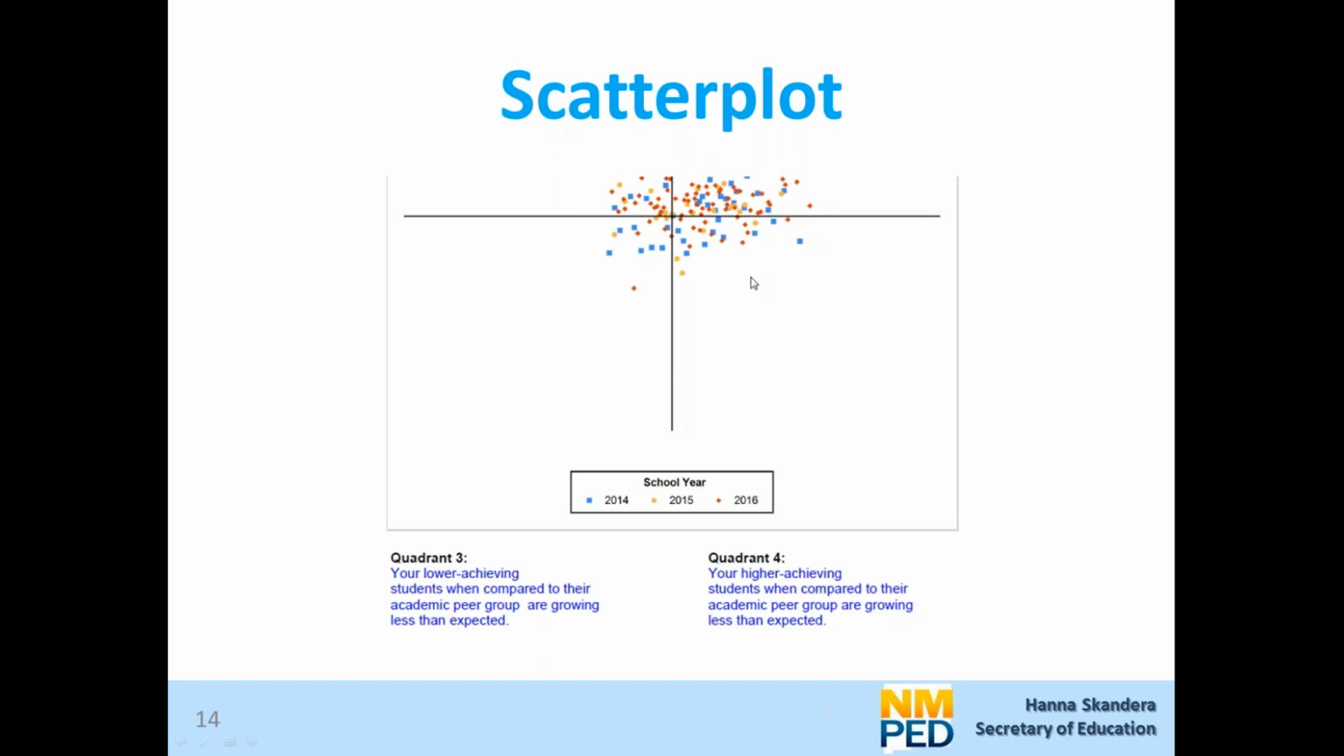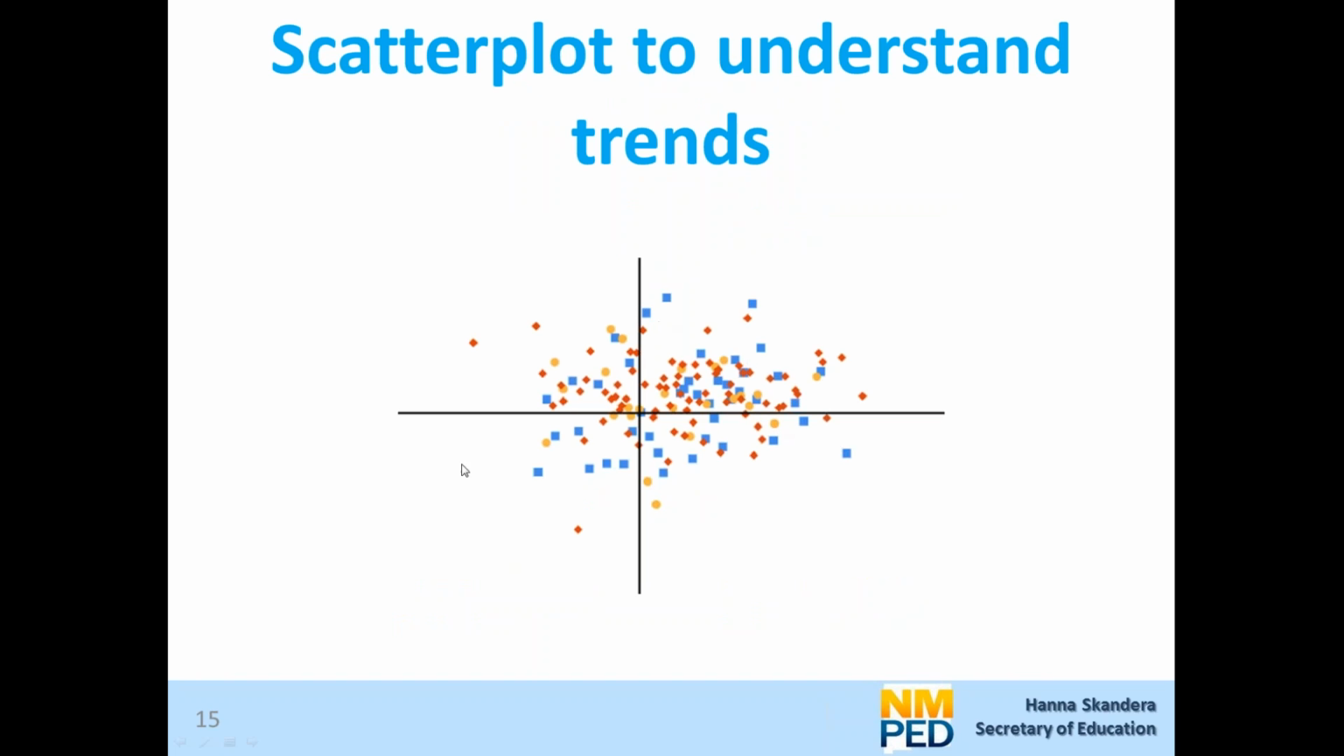In the right side of the scatter plot, you have students who have higher than average academic preparation and lower than what would have been expected growth given their academic peer groups. As you can see, there's a legend down here to help interpret the shapes and colors of the points in the scatter plot. So the blue squares are from 2014, the yellow circles are from 2015, and the red diamonds are from 2016.